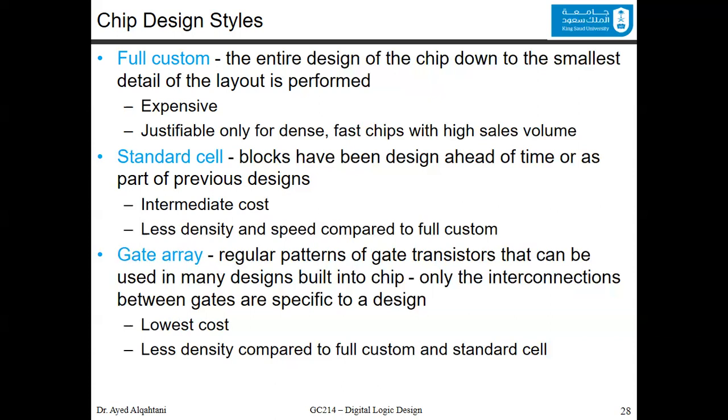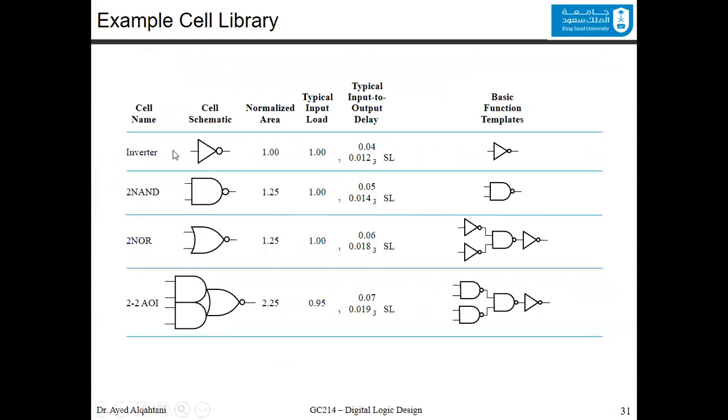That is, if you want to compare it to the chip design styles. We will have some examples. So if you have a standard cell library, it will be something like this. This is a library. You have cell names. You will have a certain inverter that has this symbol. It has a certain area, which is 1. This is the normalized area. It has a typical input load, and it has a certain delay or standard load.